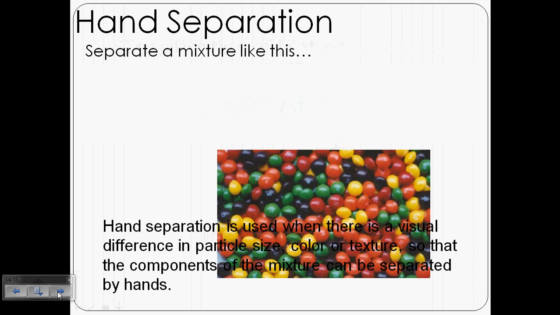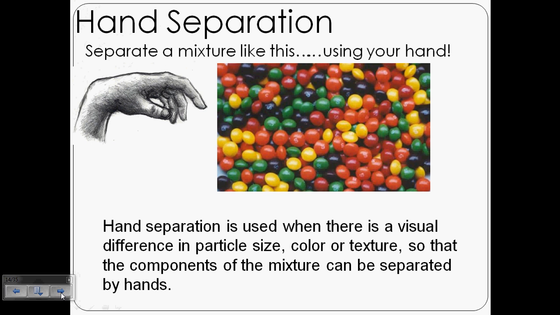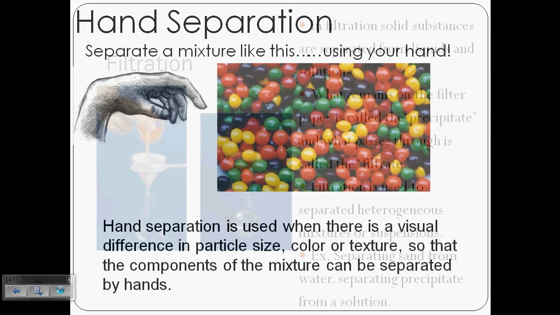The first and the easiest is hand separation, and I bet you all have used this technique while eating your M&Ms or jelly beans or Skittles. You pick up your favorite color first, and that's exactly what hand separation is. Hand separation can be used for a homogeneous or heterogeneous mixture. The requirement for this is that the particles should be visible by eye and they should be distinguished from each other either based on color or texture, so you can hand separate things.